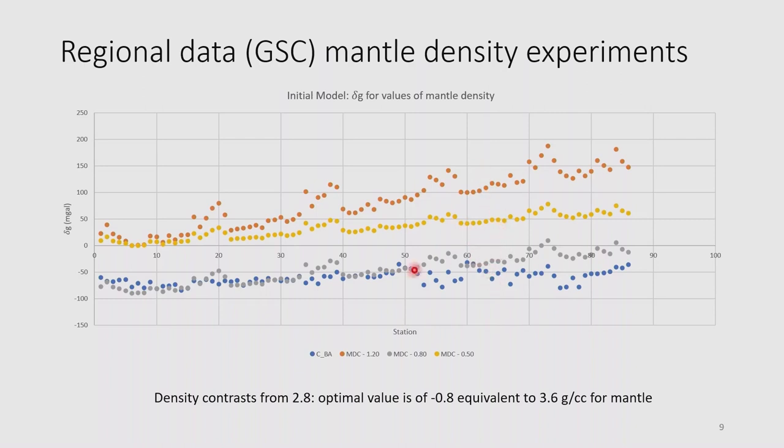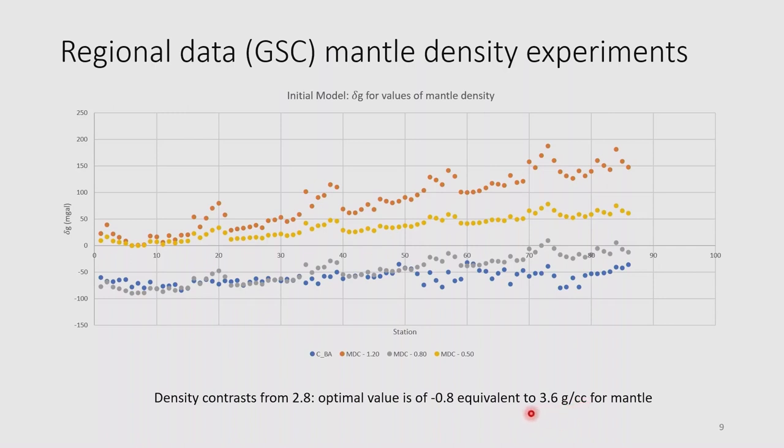The one that gives the least residual, or the flattest curve, is this blue one. And that's a residual density, that's the result that we want to get. The one that gets closest to it is this gray curve, which has a density difference of minus 0.8 grams per cubic centimeter, and that is equivalent to a mantle density of 3.6 grams per cubic centimeter. So essentially that's the result of that first part.